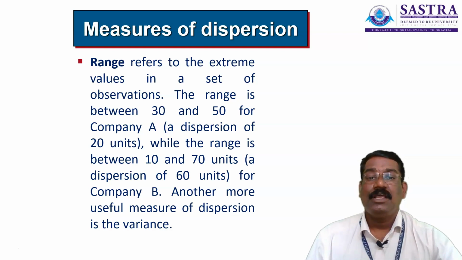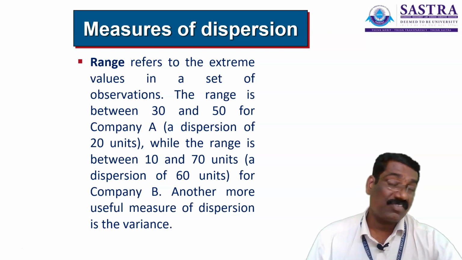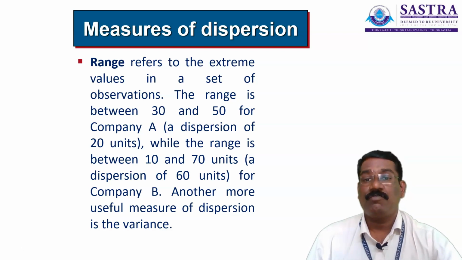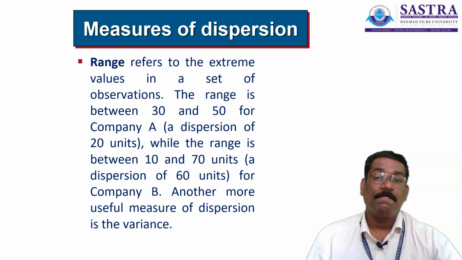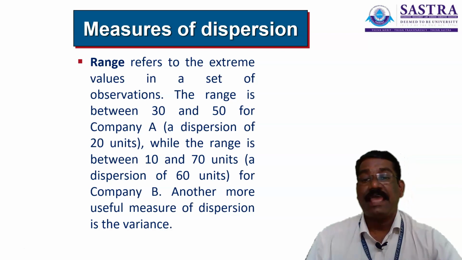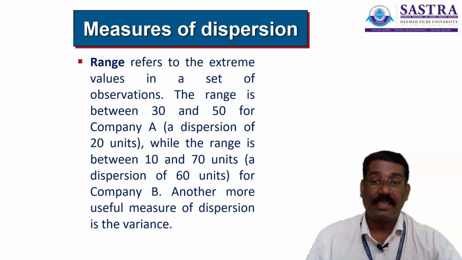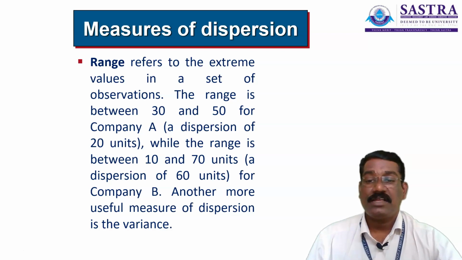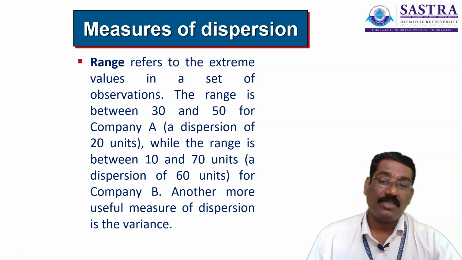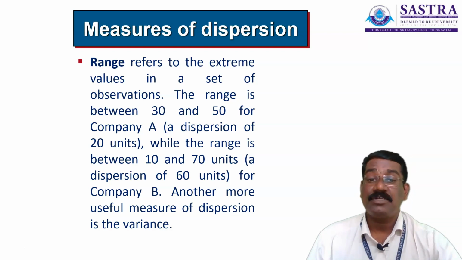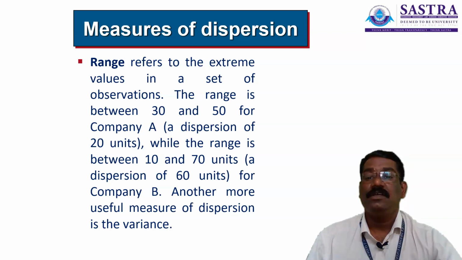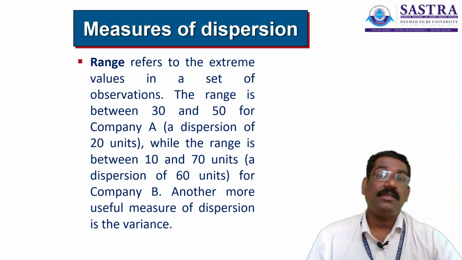Let's understand what the range is. The range refers to the extreme values in a set of observations. The range is between 30 and 50 for company A, a dispersion of 20 units, while the range is between 10 and 70 units, a dispersion of 60 units, for company B. I think this tells you what the range is.